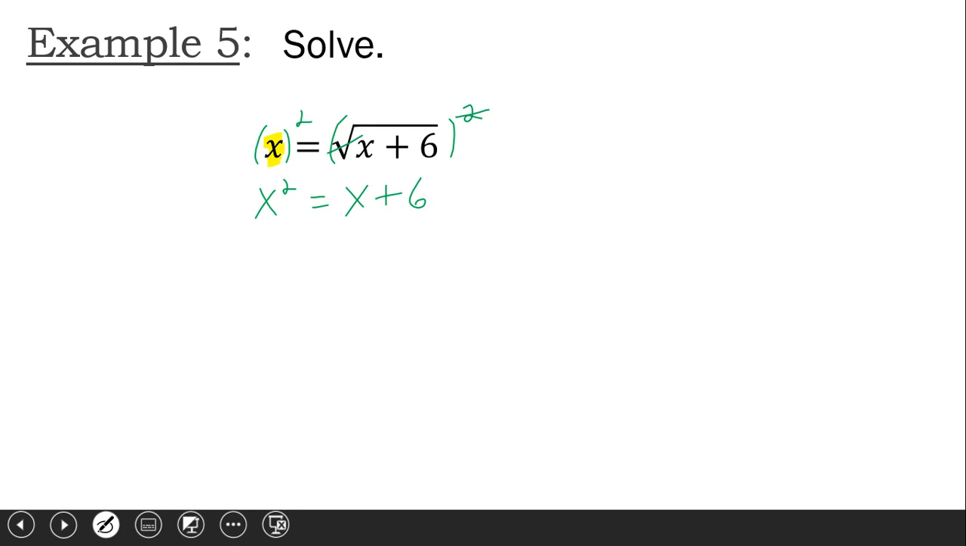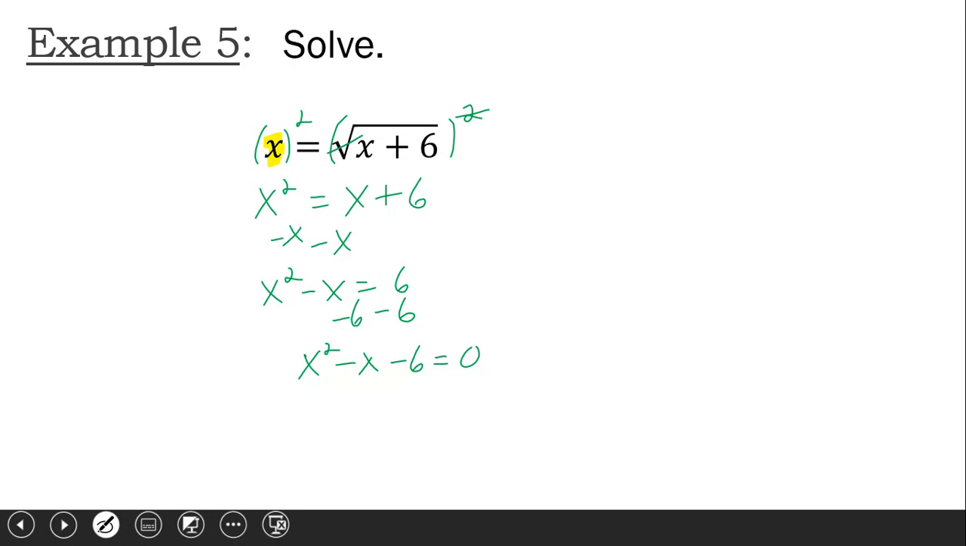So what do we have here? We have a quadratic that we're going to have to solve. So subtract x. X squared minus x equals 6. To solve a quadratic, I have to set it equal to 0. So now I have x squared minus x minus 6 equals 0.